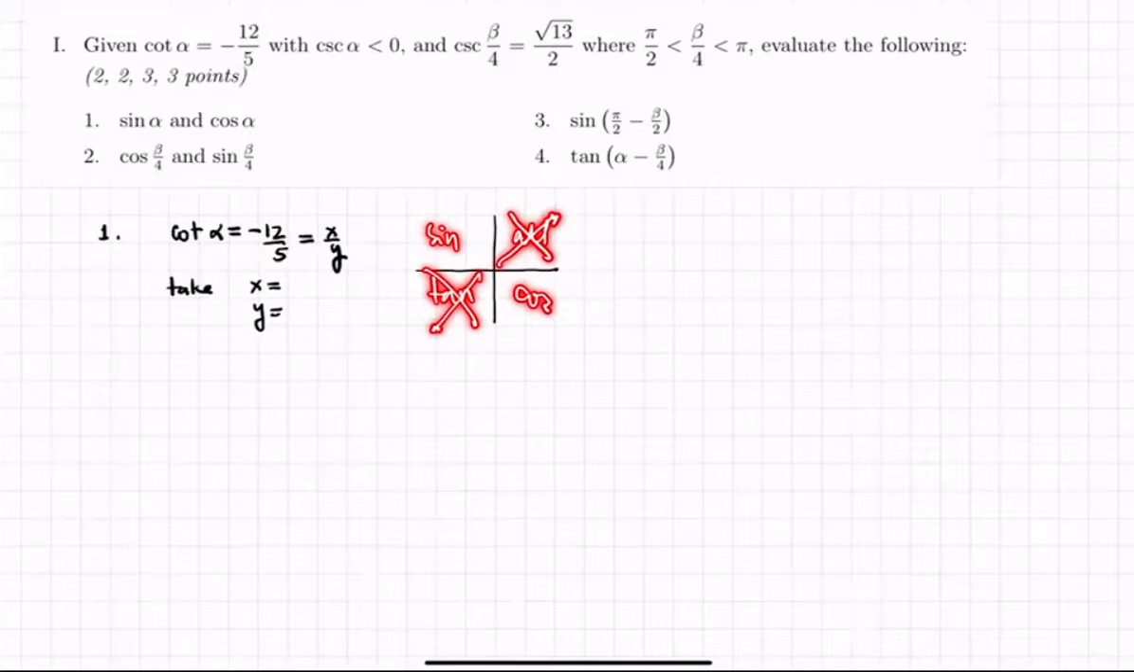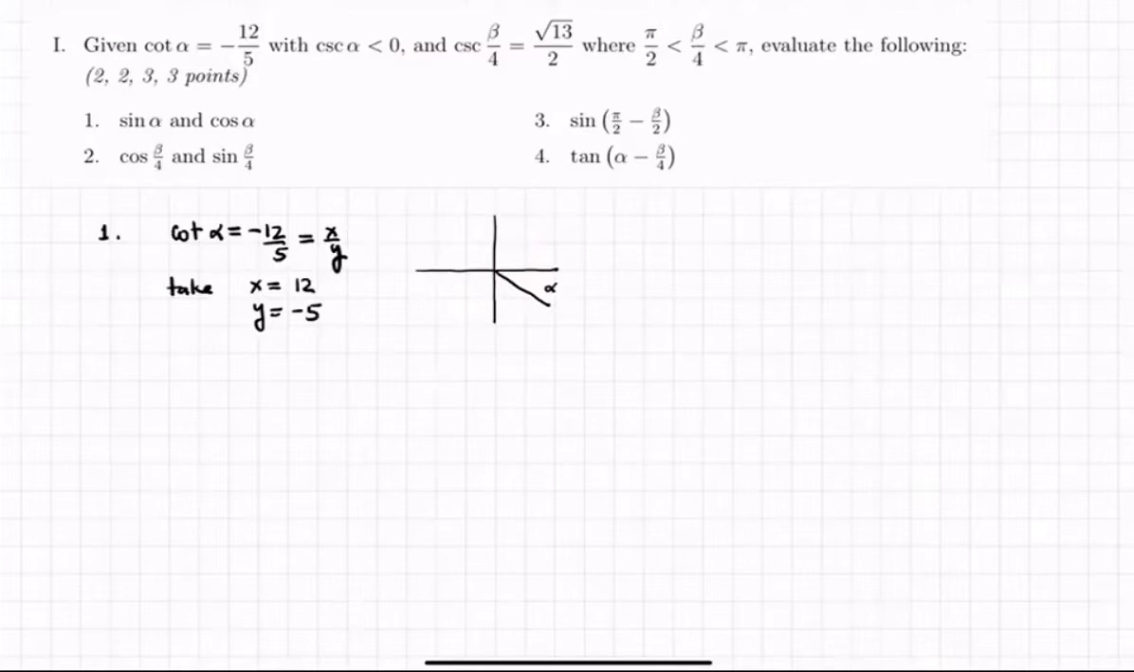But it says here, cosecant is negative. But in quadrant 2, sine is positive and its reciprocal is positive. So, cosecant is positive in quadrant 2, so hindi na siya pwede. So, we're left with quadrant 4. So, alpha is in quadrant 4. Meaning x is positive, y is negative. So, we take x equal to 12 and y equal to negative 5.